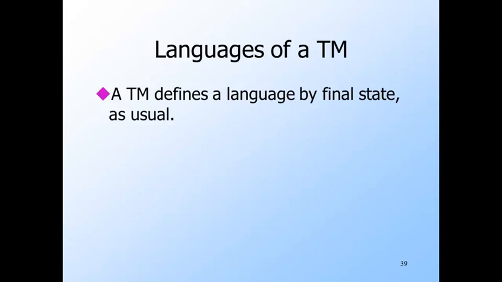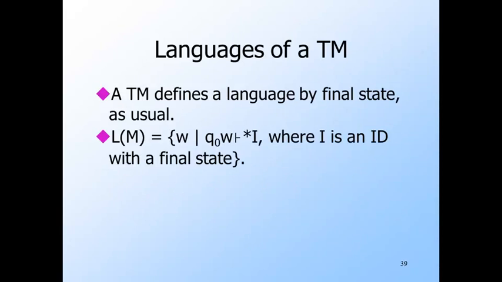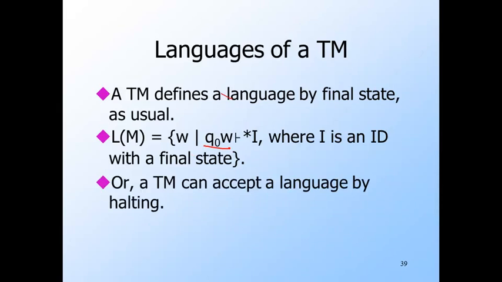Final state is one of these ways, of course. Formally, L of M for a Turing machine M is the set of strings of input symbols W, such that started in the initial ID, that's q0 W, with W on the tape, M gets to some ID with a final state. The other way to define a language is by halting.